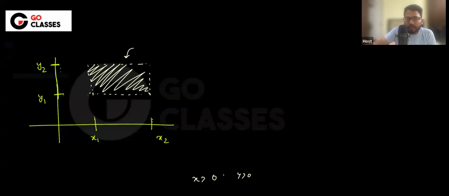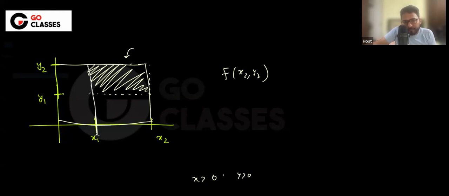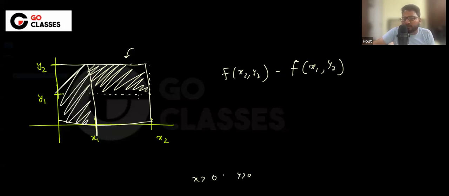So this whole area, can you tell me what it is? This is x2 and y2, so F of x2, y2. This is the whole area. Now, can you tell me what this area is? This is from 0 to x1 and 0 to y2. So this whole area minus F of x1, y2. So this area I have removed from the whole area. Now this one also I have to remove.